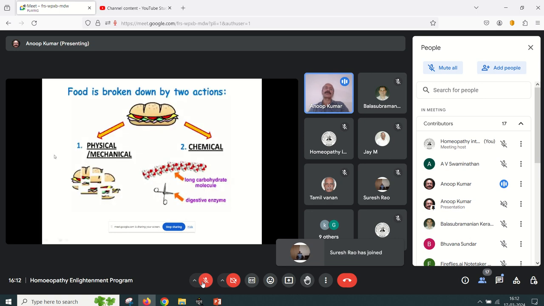For example, we can say the food is broken down physically or mechanically in the mouth. We chew and break it down into smaller pieces, and in the mouth, saliva works on it. There's a chemical called ptyalin in saliva, so that breaks down the carbohydrates first into maltose. So carbohydrate molecules are broken down in the mouth itself while we chew.